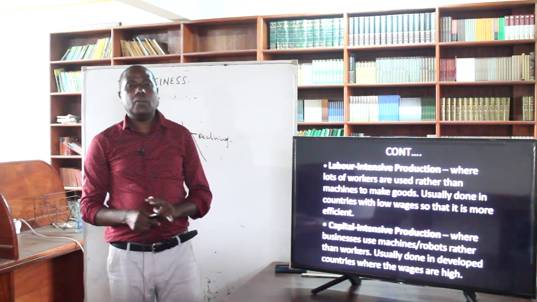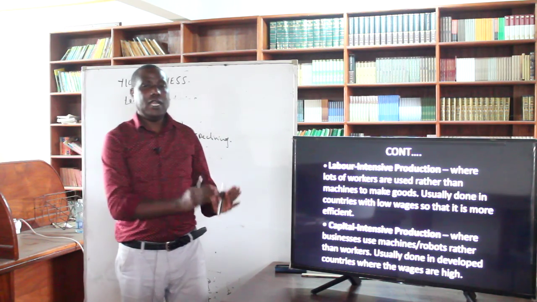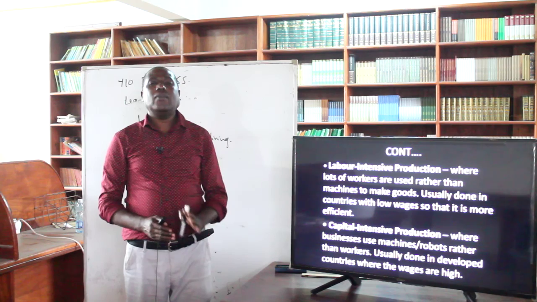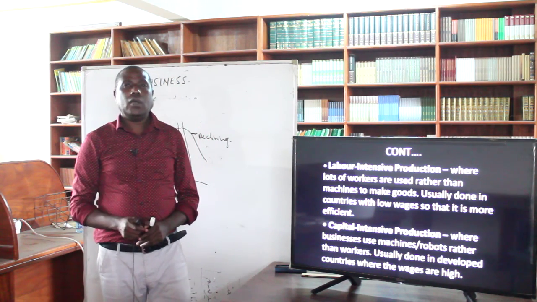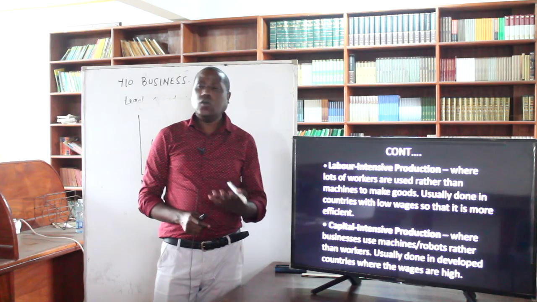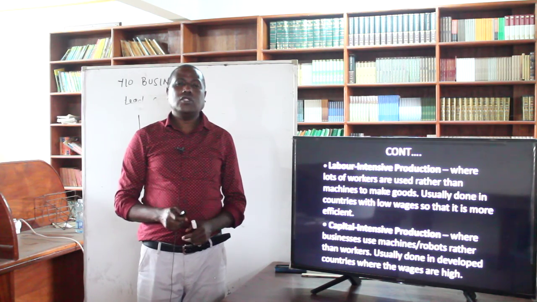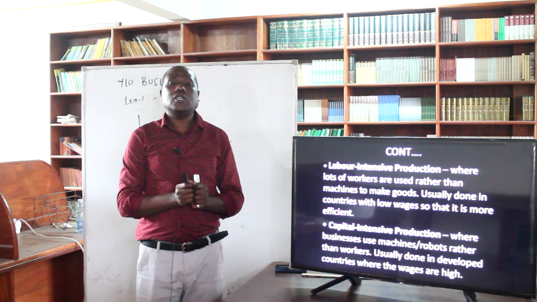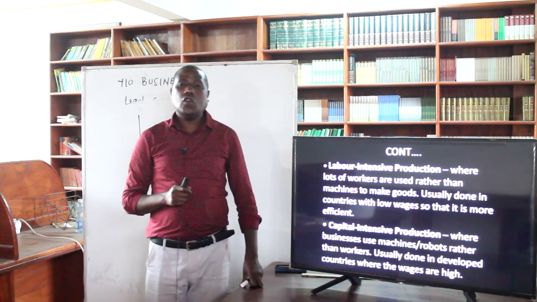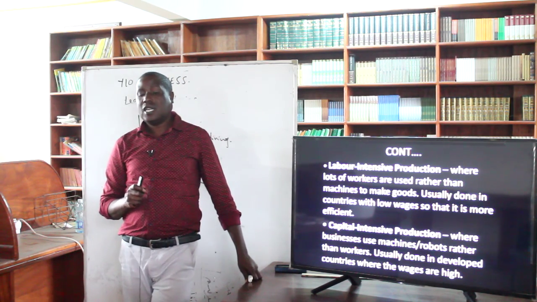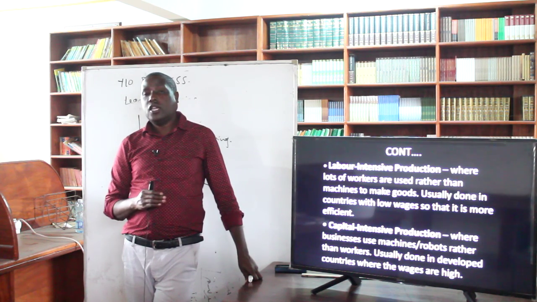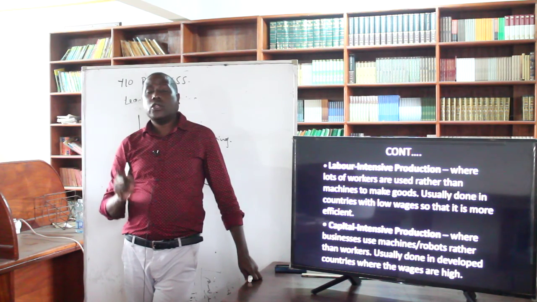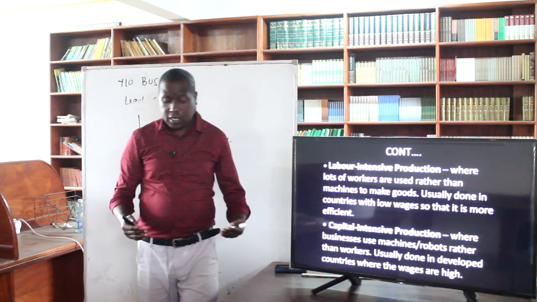Now, there are two main production methods. You can have labor-intensive production or capital-intensive production. So in a labor-intensive production method, this is where a lot of workers are used rather than machines to make goods. Right? We use a lot of laborers, so many workers, and few machines. It's usually done in countries with low wages so that it is more efficient. Countries like in Africa, countries in Asia, right, where the wage rates are low. In South America, the wage rates are low. So you can use a lot of workers as opposed to machines.